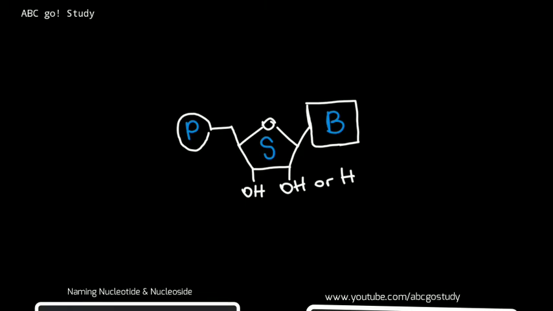I expect you to understand that this very structure you can see is just a rough sketch of what? A nucleotide. Do you understand? And I already explained what we mean by nucleoside. It does not have a phosphate. So let me quickly talk about the naming of nucleotide and nucleoside.